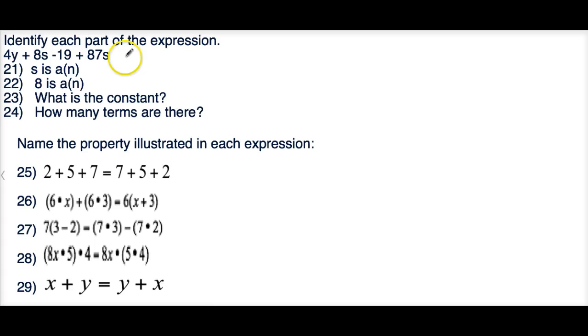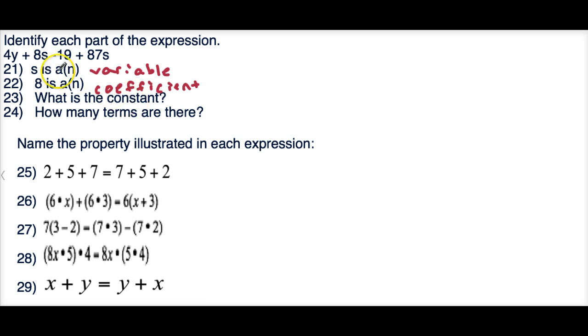So identify each part of the expression. This is where I'm wanting you to tell me variable, constant, coefficient, quantity, all of those terms literally for the expressions. So in this expression here, S is a variable. That's all I'm wanting you to say: S is a variable. So is Y. Y is another variable, but right now just S. 8 is a coefficient because the coefficient is the number before a variable.